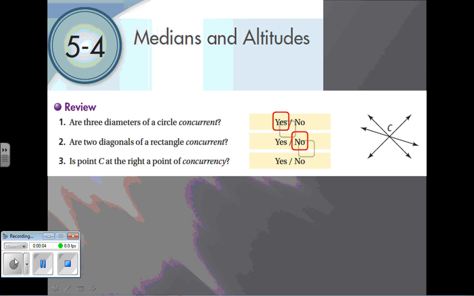We're going to get started again on medians and altitudes. We're talking about triangles here. And I've already got your first two answers up there because of spring break. I wanted to give you a break.